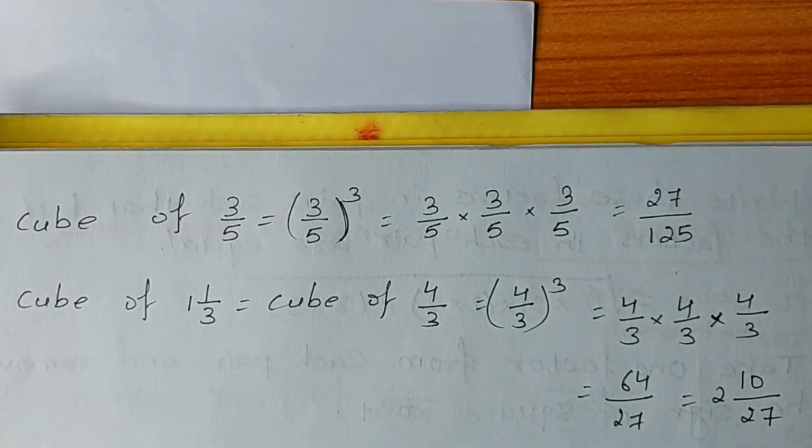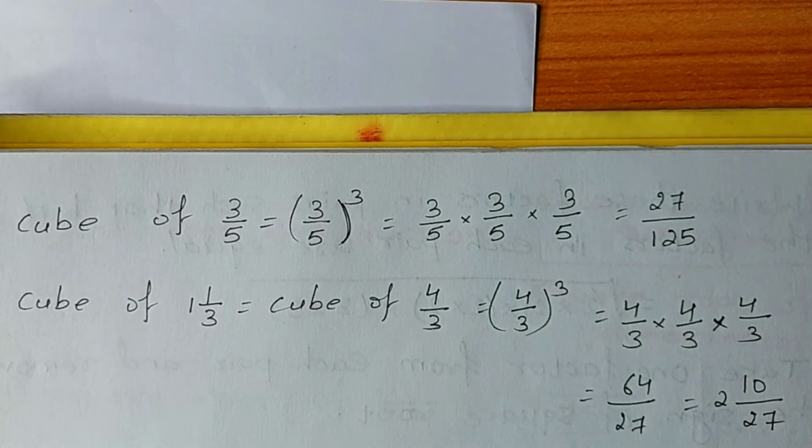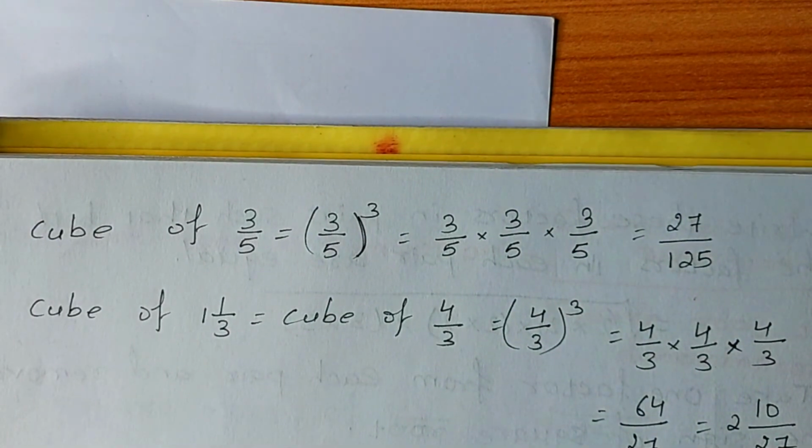Okay friends, understood well? So in today's class, what did we discuss? Squaring and cubing. To find the square of a number, multiply the number 2 times, and to cube a number, multiply the number 3 times. I hope you understood well.